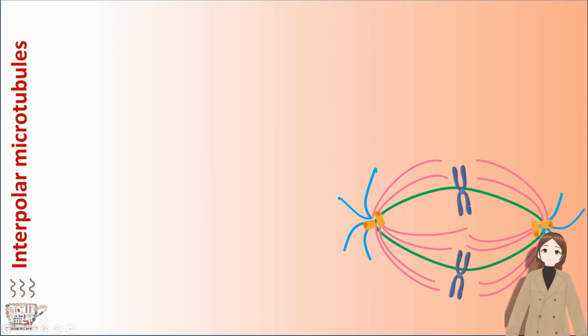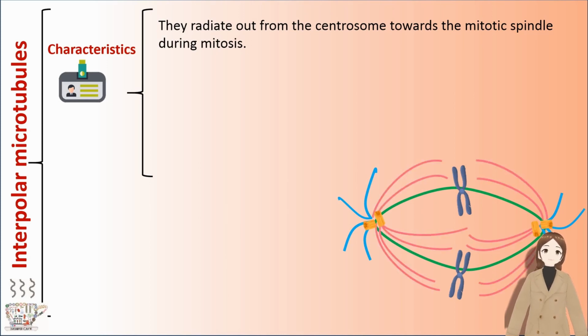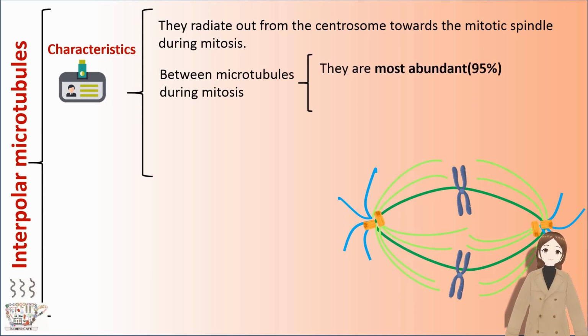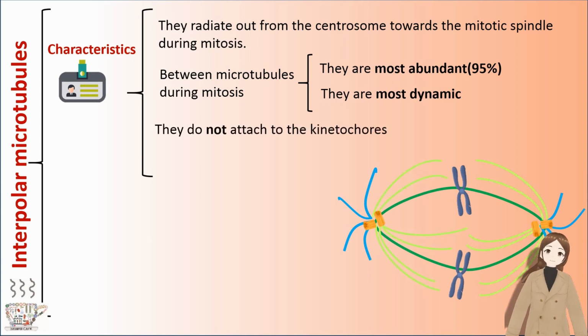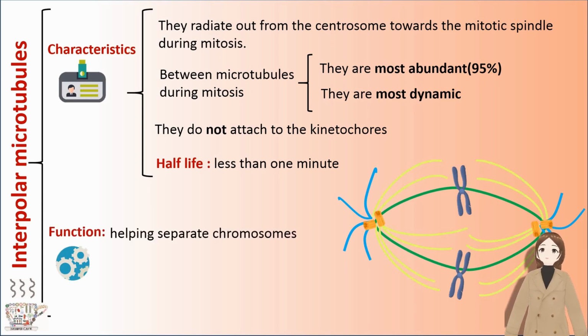Interpolar microtubules. They radiate out from the centrosome towards the mitotic spindle during mitosis. Among microtubules during mitosis, they are the most abundant, 95%, and they are the most dynamic. They do not attach to the kinetochores. Half-life of interpolar microtubules is less than 1 minute. They play a role in helping separate chromosomes.